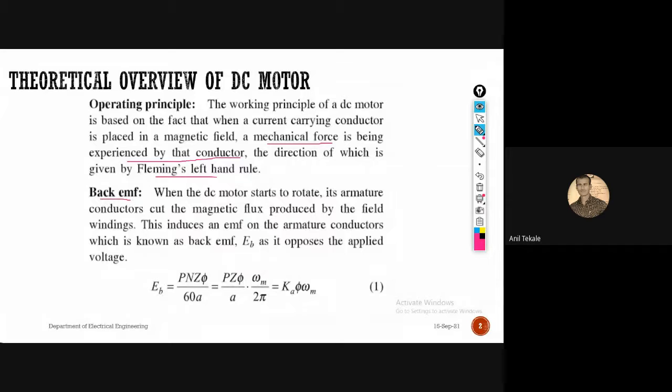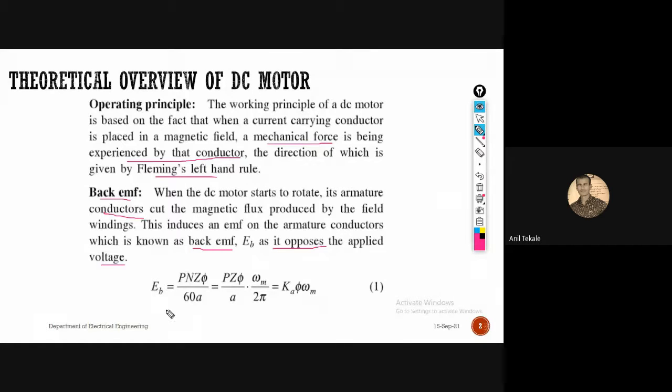So what is the back EMF? Whenever your DC motor starts to rotate, at that time the magnetic fluxes produced by the field winding are cut by the armature conductors, and whenever the armature conductors cut these fluxes, EMF gets induced in the armature conductor, and that EMF is known as back EMF. So what is the function of that back EMF? That back EMF always opposes the applied voltage, right?